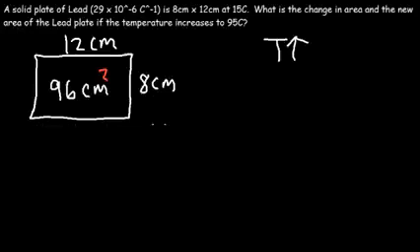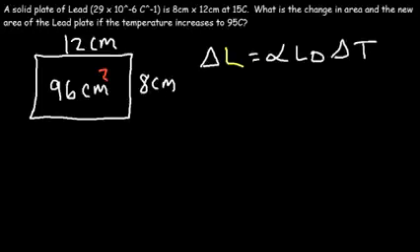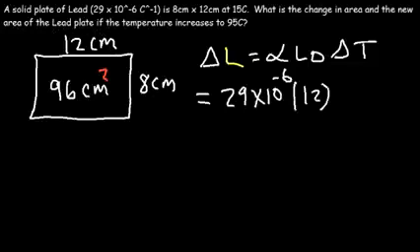So let's calculate the change in length first, and then we'll calculate the change in width. So delta L is equal to alpha times L0 times delta T. So alpha is 29 times 10 to the minus 6. The original length is 12 centimeters. And the change in temperature, final minus initial, 95 minus 15 is 80. So the temperature increases by 80.